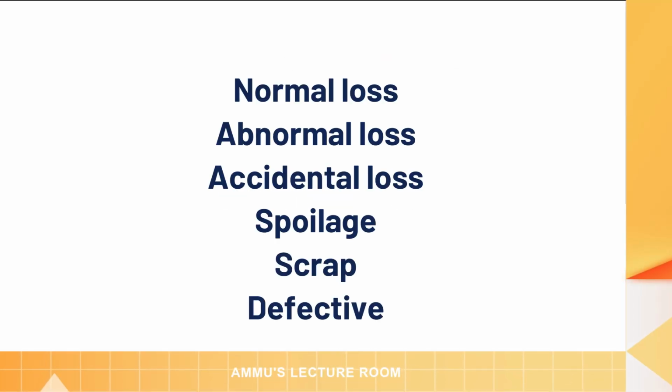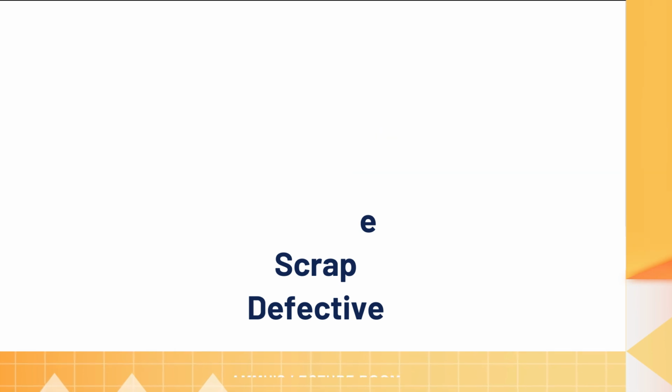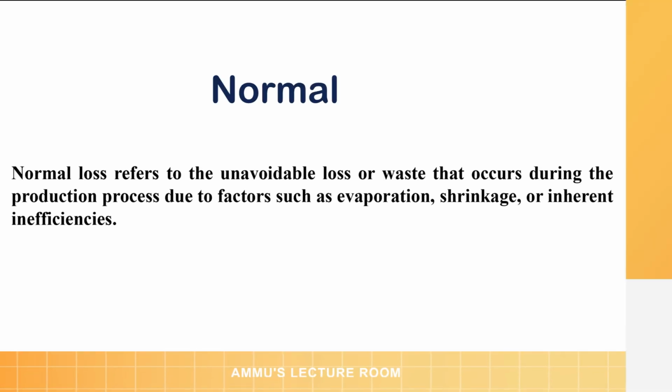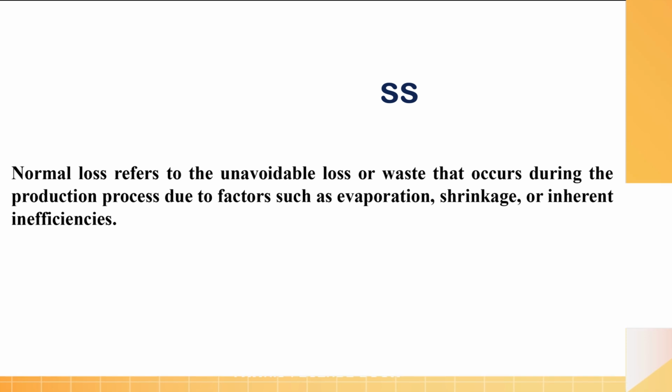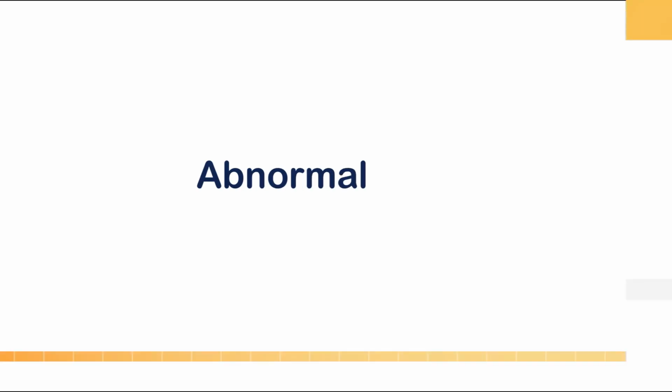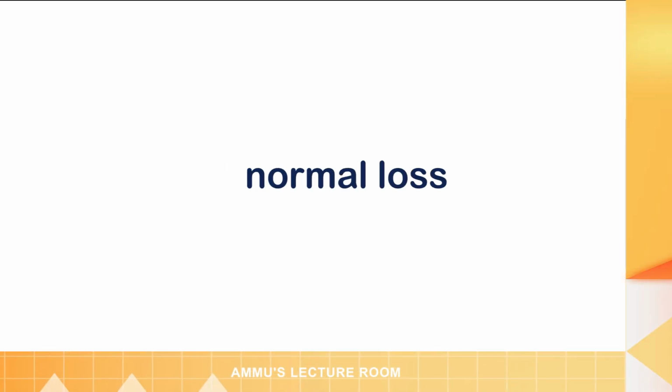Now let's see all these options in detail. First one is normal loss. Normal loss refers to the unavoidable loss or waste that occur during the production process due to factors such as evaporation, shrinkage, or inherited inefficiency. Normal loss is an expected loss that occur under normal operating condition and is accounted for as a part of the production cost.